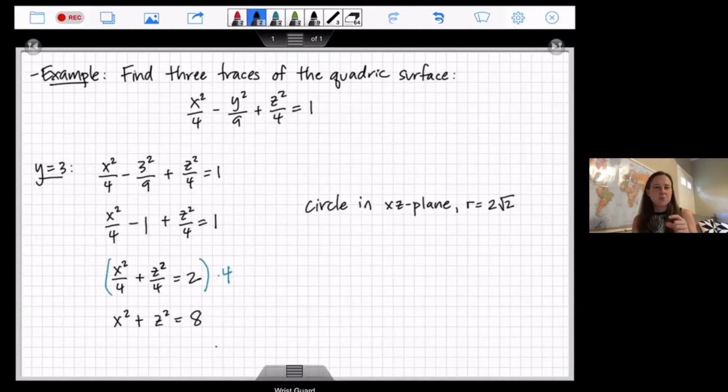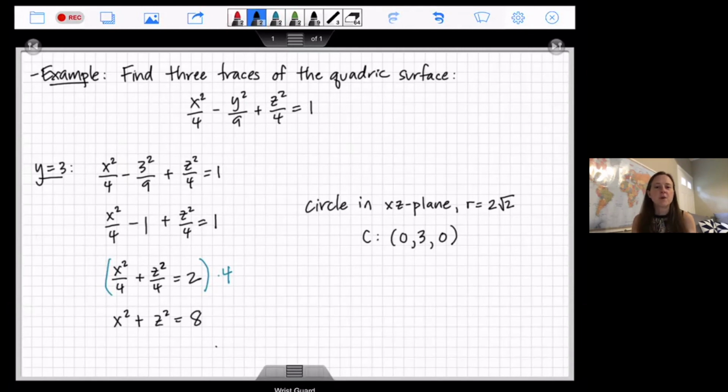And it's worth noting the center of this circle. Again, from the equation, we can tell that the x coordinate and the z coordinate are both 0. X squared plus z squared doesn't give you that set of parentheses that moves the center around. But we got that equation by plugging in y equals 3, so the center of this circle is going to be at y equals 3. So we're going to move out to 3 on the y-axis and graph this circle there.